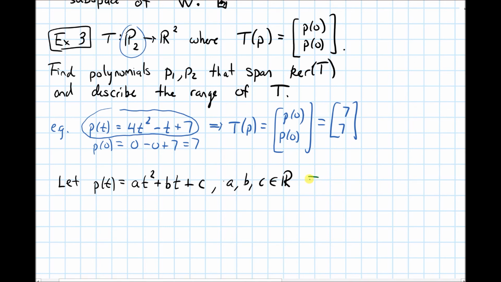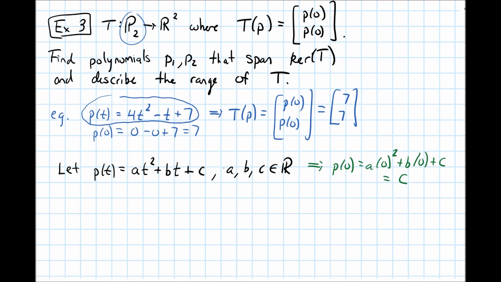So when that happens, if we were to plug in 0 into the polynomial, we'd get a times 0 squared plus b times 0 plus c, and that just equals c. So only the constant term survives. Okay, so let's plug this general polynomial into our transformation. The first entry is p of 0, the second entry is p of 0, and we know what p of 0 is, because we just did it. It's c. So we have c and c as the two entries.